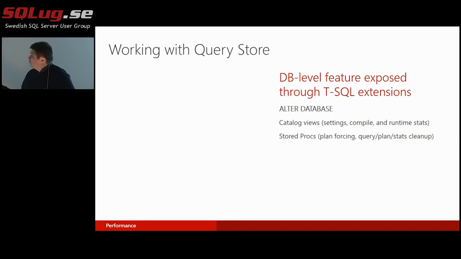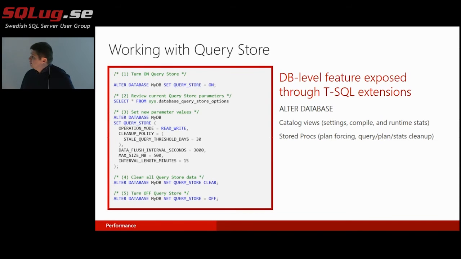So what should we do? First, we have to alter our database. So we have to turn the query store on. That's the first part. We can review the parameters of the query store from the database query store options. Of course, we can not only turn it on like this, but also change all the properties using Transact-SQL statements. You can always clear the query store if you think that you don't need it, or maybe you would like to capture the data one more time, and we can turn it off.